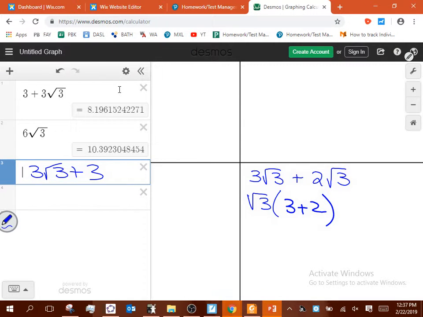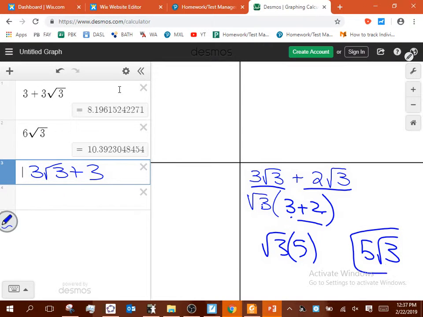If I take radical 3 times that 3, does it give me that? If I take radical 3 times that 2, does it give me that? Yes, but now, if I break it up this way, what's 3 plus 2? 5 times my radical 3. Well, what's 5 times radical 3? A better way of writing that is that way, right?